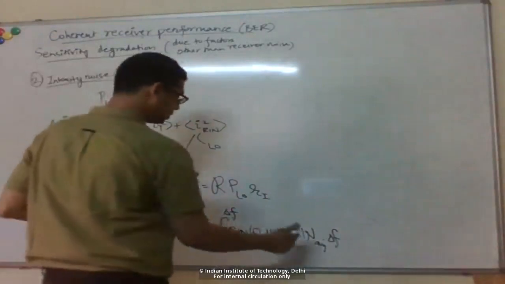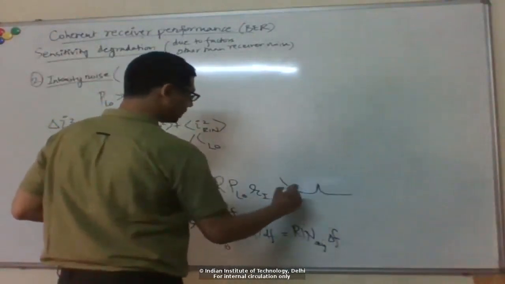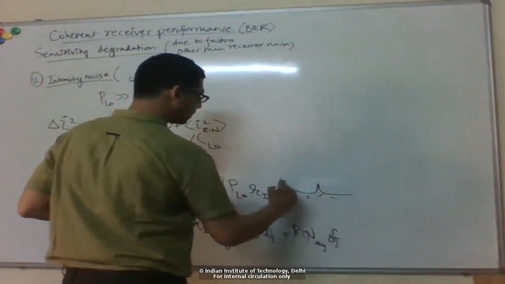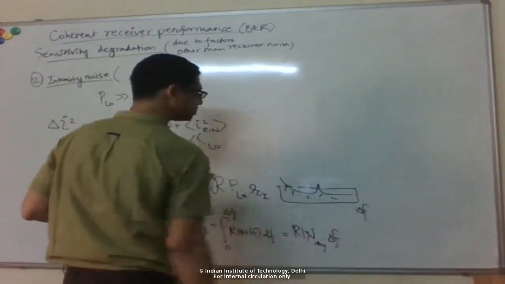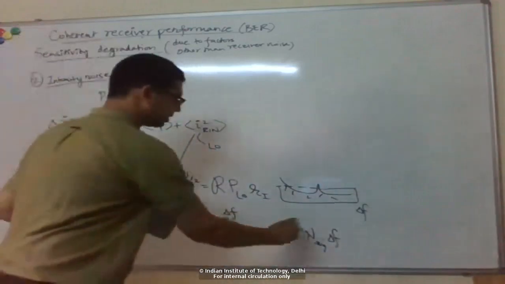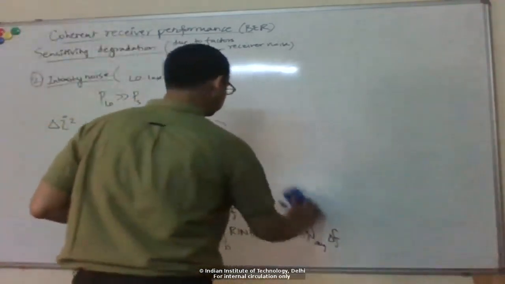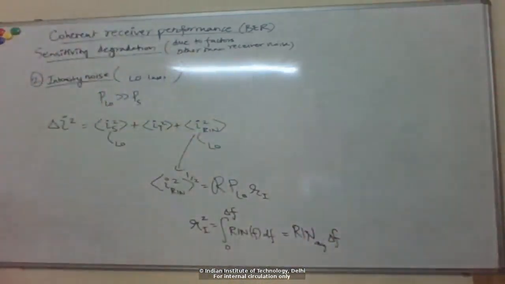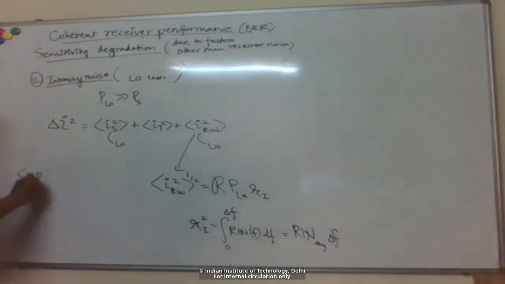So again, this is assuming, your actual RIN spectrum probably has some peaks here, but let's say we integrate all this and then assume a flat level up to the detector bandwidth. And so this is the average. So we have expressions for all of these, right?